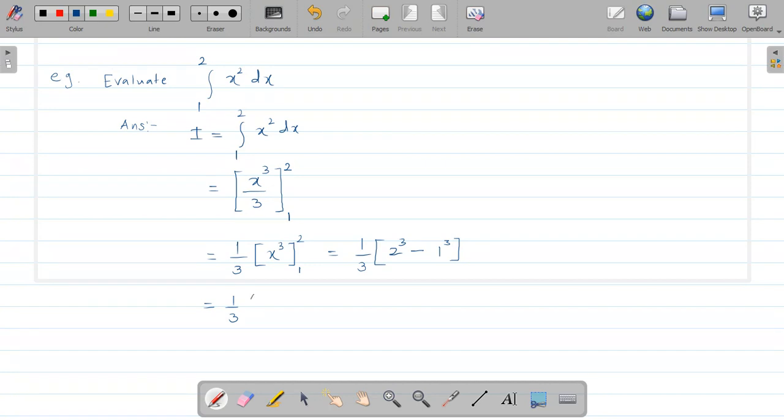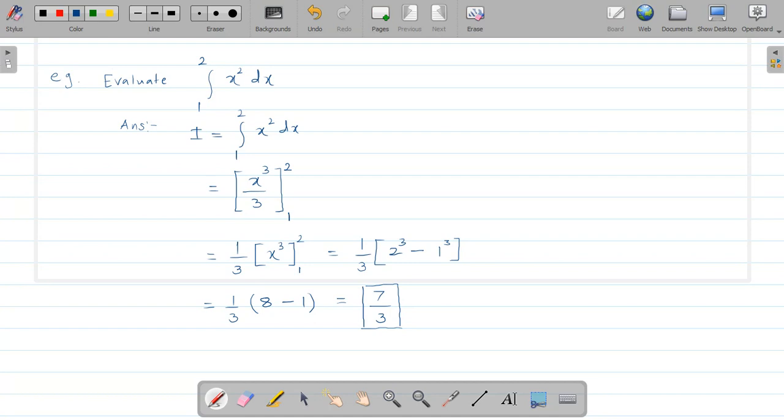Now in the bracket what will you get? 2 cube is 8 minus 1 cube is 1, so that's why we get 8 minus 1, that is 7 by 3. So this is the definite answer that we get, because the function is restricted to the interval from 1 to 2, and hence this is called the definite integration.